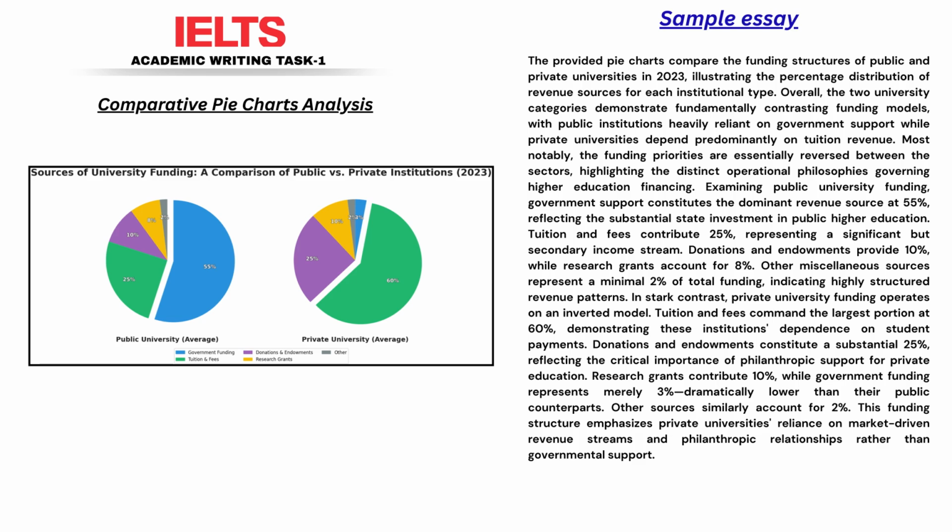Pay attention to the sophisticated language for describing dominance and proportion. We see "constitutes the dominant revenue source," "command the largest portion," "constitute a substantial," and "represent merely 3%." This variety creates precise, engaging descriptions.